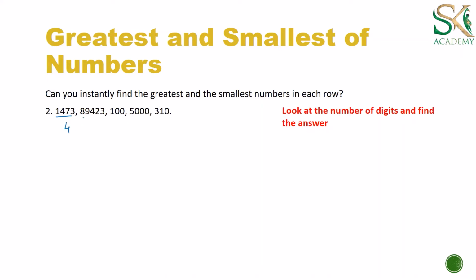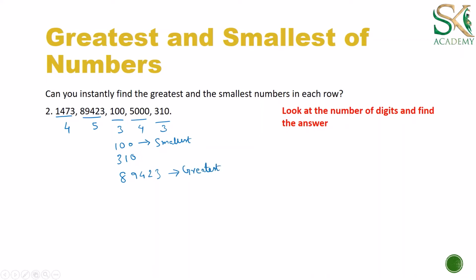Here we have 4 digits, here 5 digits, here 3 digits, here again 4 digits, here again 3 digits. But how do we determine which one is the lowest? With respect to the 3-digit numbers, there is 100 and there is another one, 310. So obviously 100 is the smallest number. Similarly, for the highest, there is only one number with 5 digits, 89423, and this will be the greatest number.